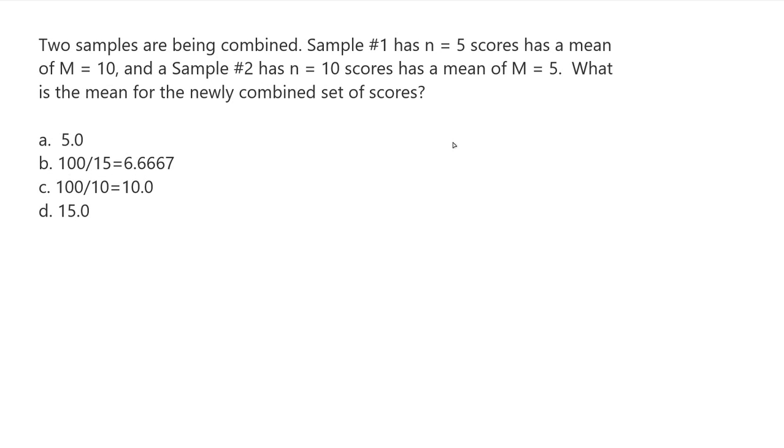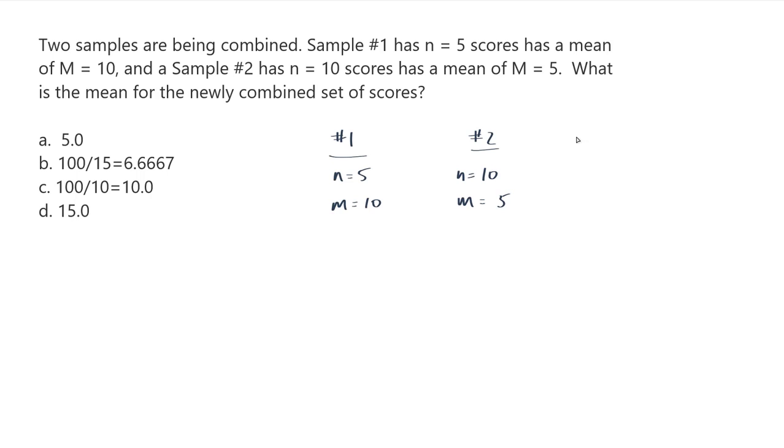Two samples are being combined. Sample 1 has n equals 5 scores, and it has a mean of 10. Sample 2 has n equals 10 scores, and it has a mean of 5. What is the mean for the newly combined set of scores?